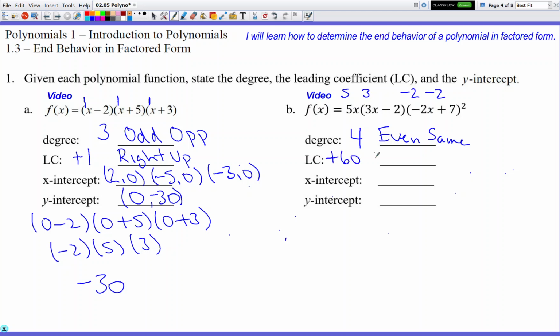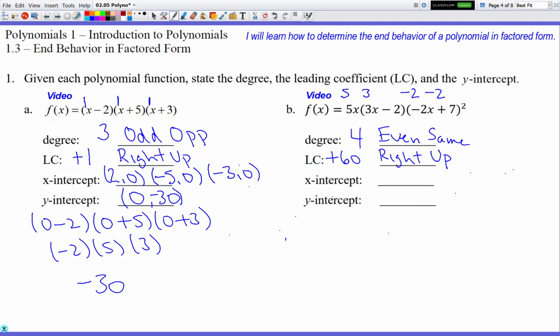So my LC is positive, so that means my right side is, what is it, guys? Up or down? Hopefully you say up, okay? Because it's a positive LC. Yeah, and that's what I said, right? Even if you know 60 is positive, we're going to write the positive sign anyway, because it's going to remind us that LC is positive, and that means right side arrow is up.